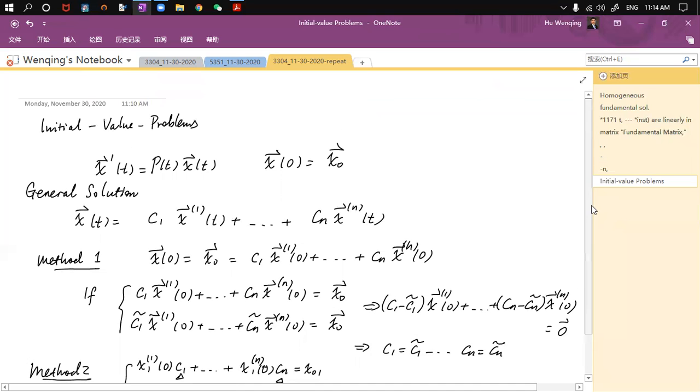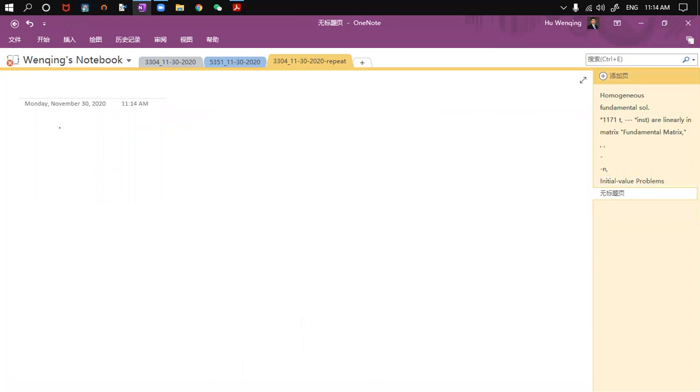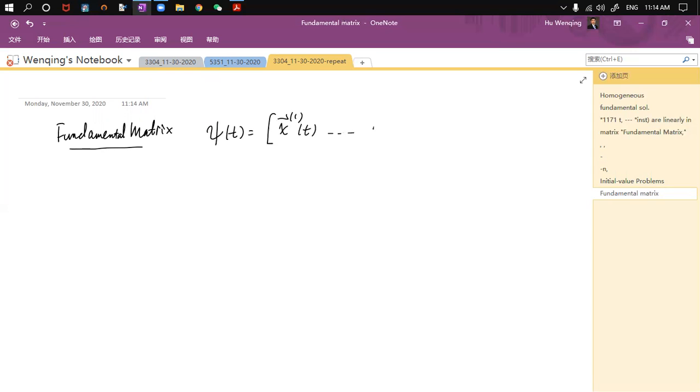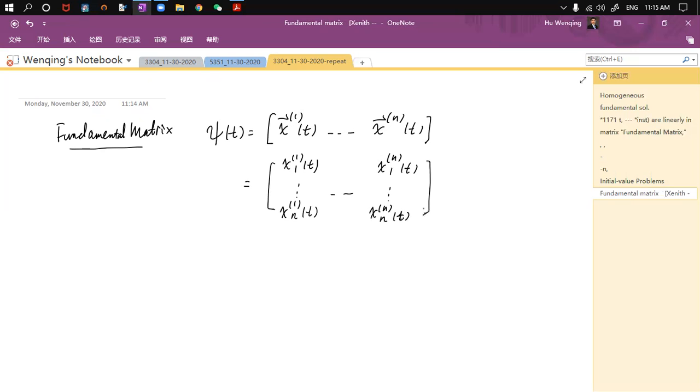Now we're going to use the fundamental matrix. Okay, so let's say you have the fundamental matrix. Then this is the matrix Phi of t, which is equal to x1 of t up to xn of t. You put all these fundamental solutions as column vectors in a row. So that's going to give you x11 of t until you reach x1n of t, and then xn1 of t until you reach xnn of t, right? So these are those fundamental solutions. We put them as column vectors in a row.